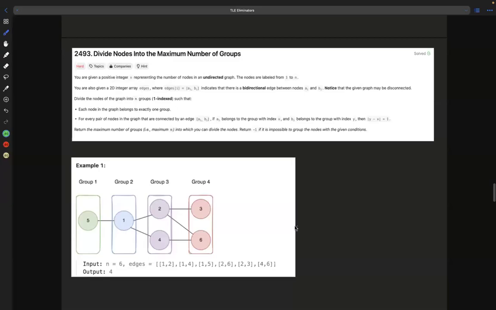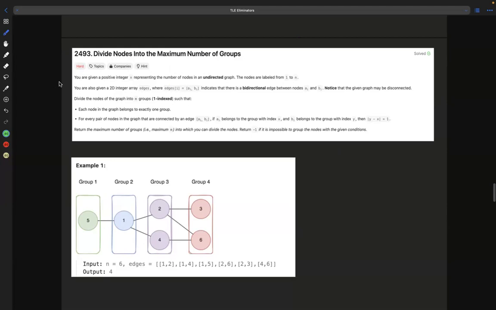So hello guys, welcome back to the new video. Today we are going to solve this question, which is divide nodes into maximum number of groups. I think this question is marked as hard, but from your intuition, you are able to generate the solution for this question. So let me explain it first.